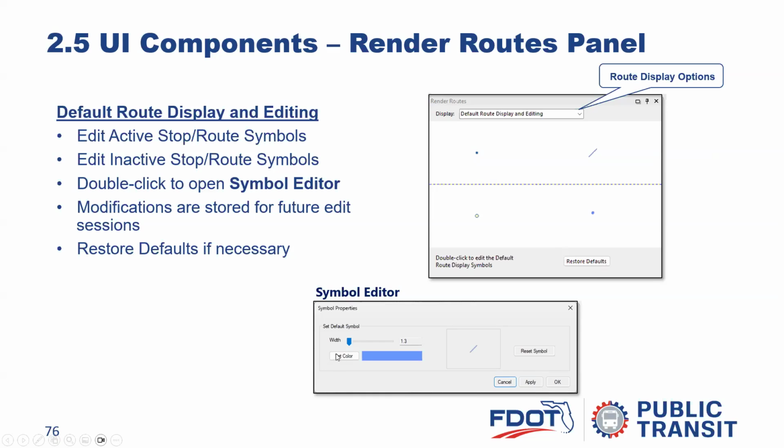So you can change the color, the width. There's not a lot of change you can do here. It's pretty simple editing. Maybe in the future we'll have more advanced editing for this, but for this version, we have more simplified editing. So just really width and color, and that's about it for the default symbols.